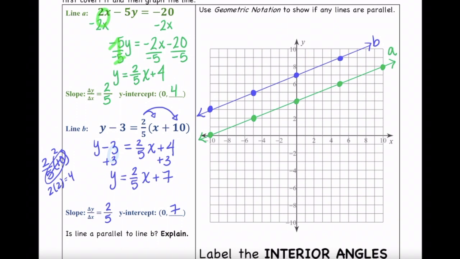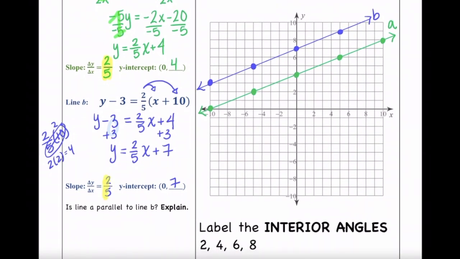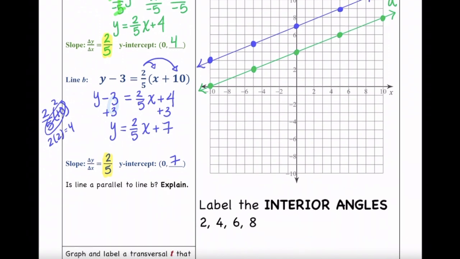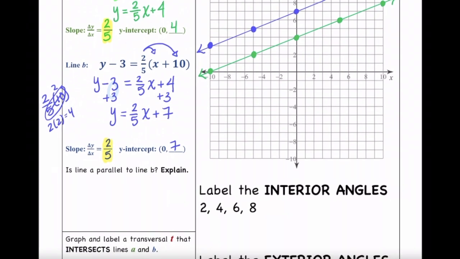But how else could we tell? Well, let's look at the slopes. The slope of line A is 2/5, and the slope of line B is also 2/5. So how do we know that these lines are parallel? Because they have the same slope. So let's use our geometric notation here. We know that line A is parallel to line B because they have the same slope.